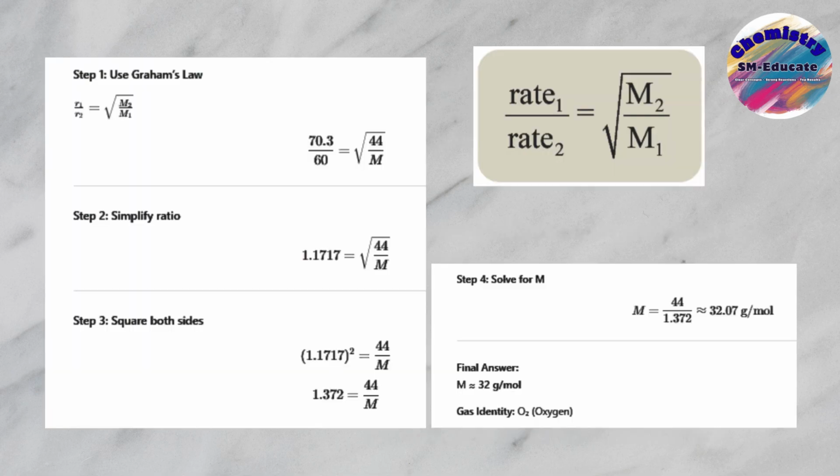Rate of diffusion of first gas divided by rate of diffusion of second gas equals square root of molar mass of second gas divided by molar mass of first gas. We can calculate molar mass of unknown gas by 70.3 divided by 60 equals square root of 44 divided by molar mass of unknown gas, which equals 32.07 grams per mole. Identity: O2, oxygen, molar mass approximately 32 grams per mole.